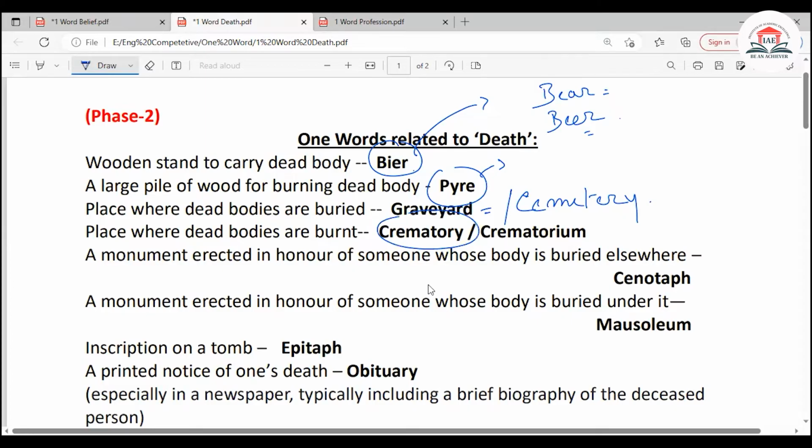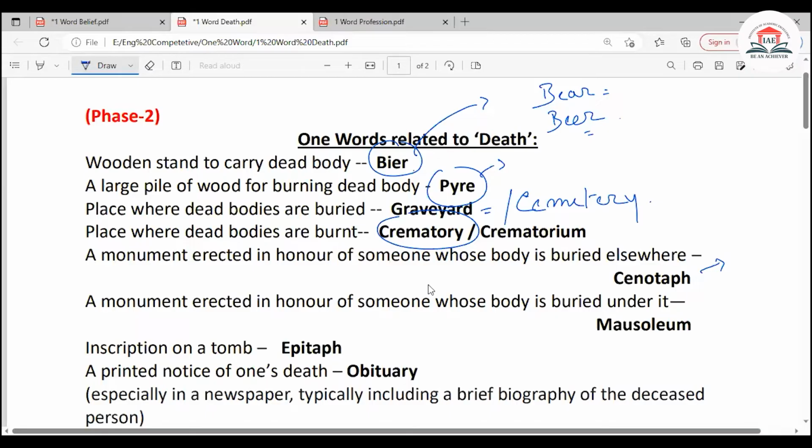Next, cenotaph. Very tough word, very tough word. And very common in the examination also. See, cenotaph and mausoleum. I have kept them in order. Sequentially, I have placed these words one after another. Cenotaph is a monument that is built in the memory of a person, right, who is no more. But the thing is that the body of the particular person is not under the cenotaph.